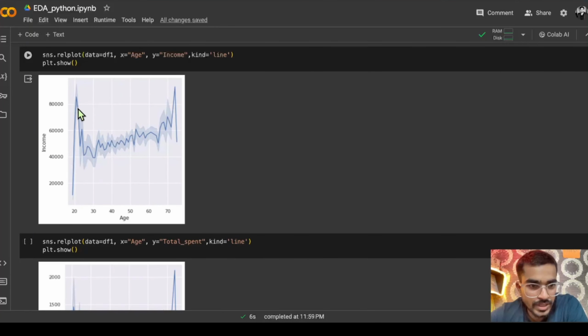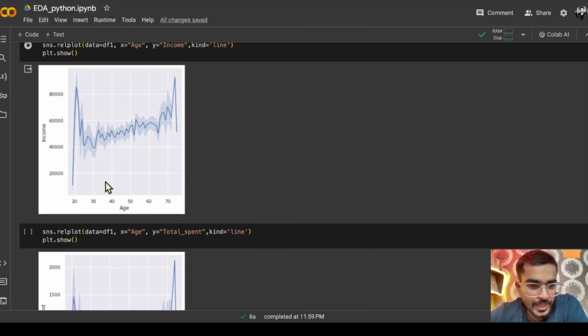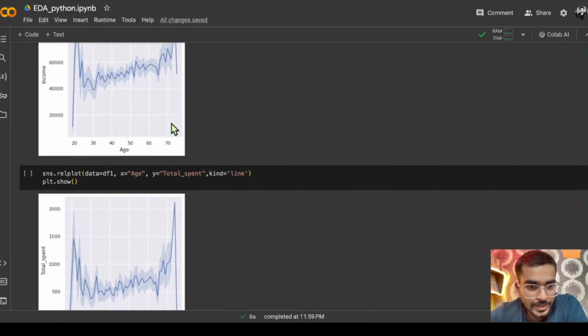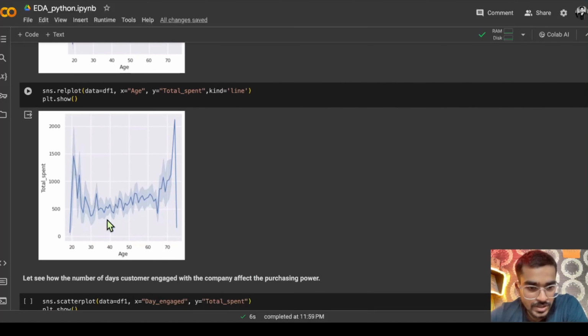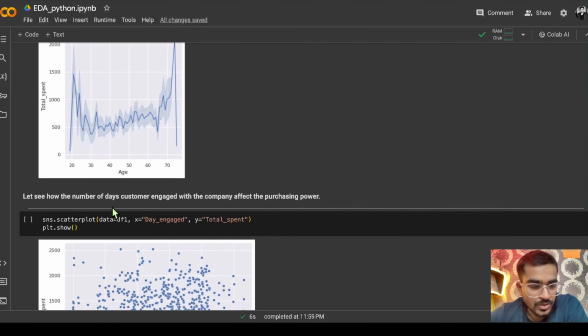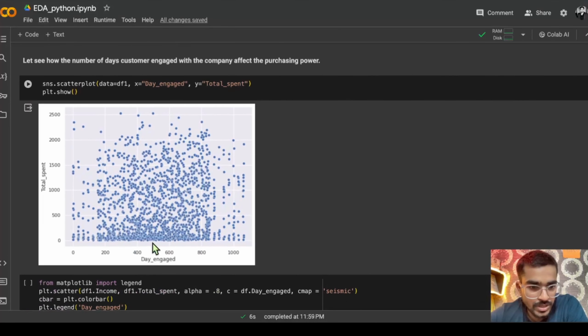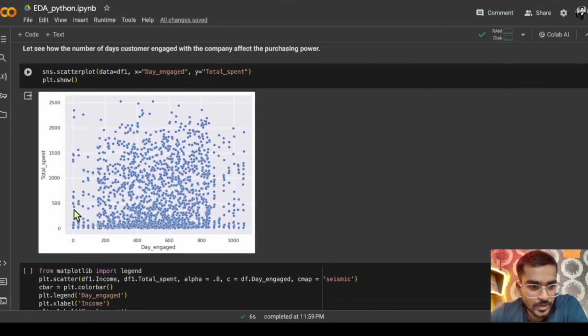can just ignore that because there might be very little data, so the distribution is not showing correctly. So you can just take the mid-range distribution that we have, and it will give you the trend. So let's see how the number of days a customer is engaged with the company affects the purchasing power. So you can see if we take the scatter plot between total spent and day engaged, there is not much of any relation that we can get.